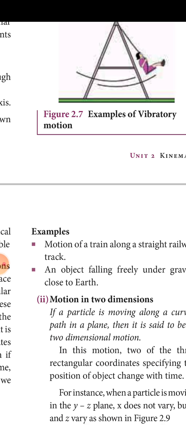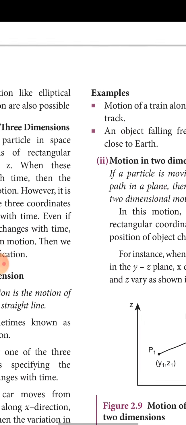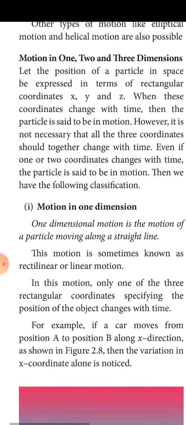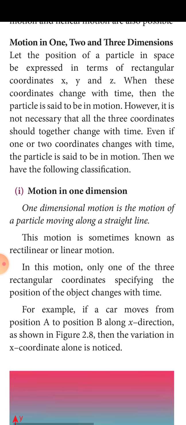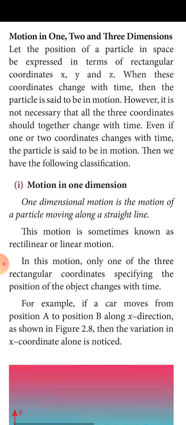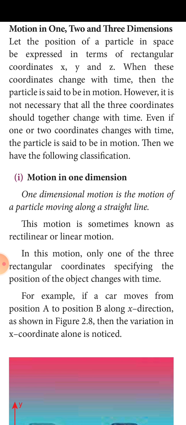And we are going to see the next topic, dimensions. This means motion in one, two or three dimensions. Let the position of a particle in space be expressed in terms of rectangular coordinates like x, y and z. When these coordinates change with time, then the particle is said to be in motion.